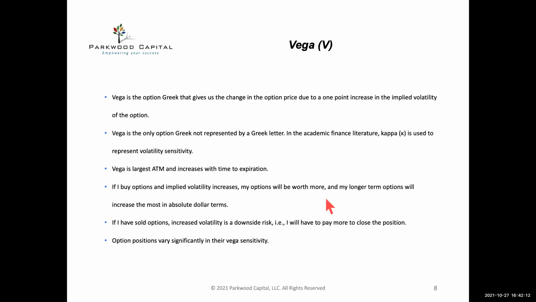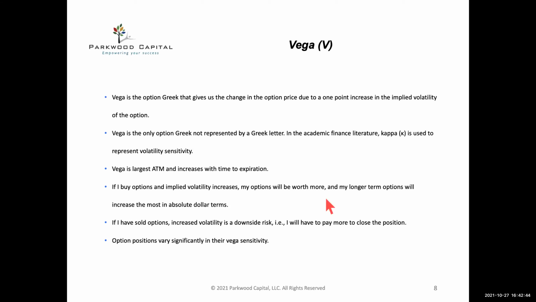Now, each of your option positions differs in its sensitivity to volatility. Some option positions are notoriously sensitive. For example, a calendar spread. If the implied volatility goes up while you're in a calendar spread, generally speaking, you increase your probability of greater value, but you also increase the break-even range. Some other positions aren't as sensitive. So Vega is telling you which of your positions is more sensitive.